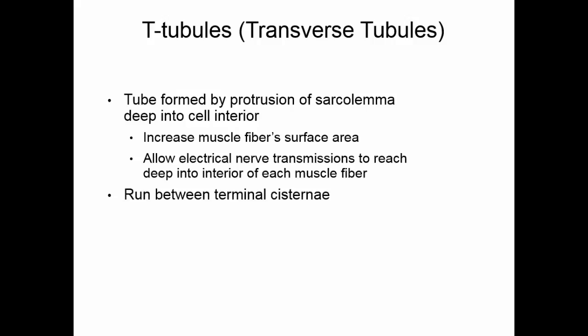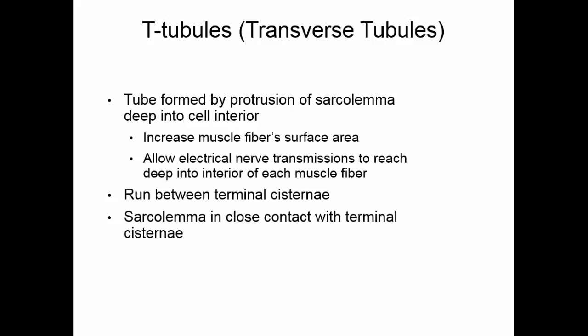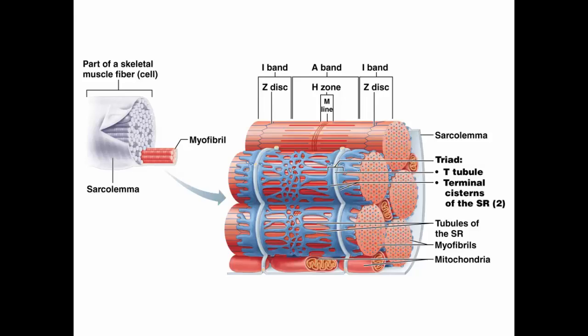These are going to run between those terminal cisternae. This will allow the sarcolemma to be in very close contact with those terminal cisternae, those projections of the sarcoplasmic reticulum. The triad are the two terminal cisternae that are divided by a T-tubule. So if we look again, here we see the sarcoplasmic reticulum. Here we see the T-tubules. This is the plasma membrane, the sarcolemma, coming down deep into the cell, coming back out and staying continuous, so we don't have any breaks. And here we see the sarcoplasmic reticulum nestled very closely to the T-tubule. This would be a triad, these two cisternae and the T-tubule.